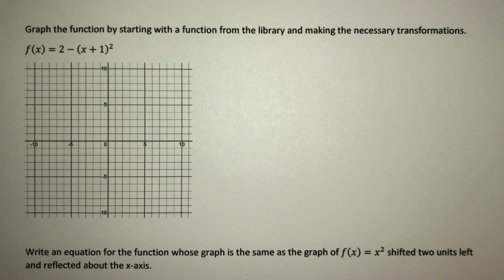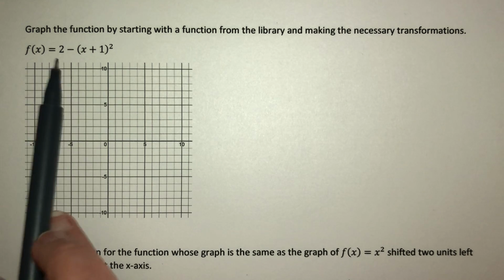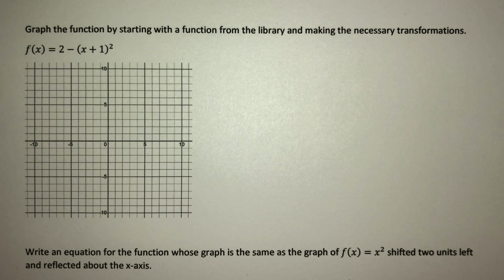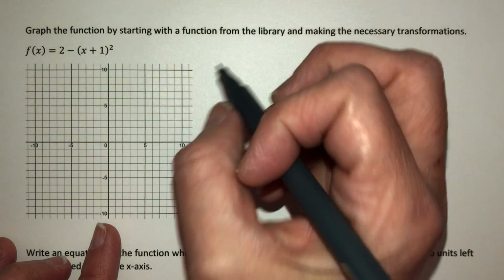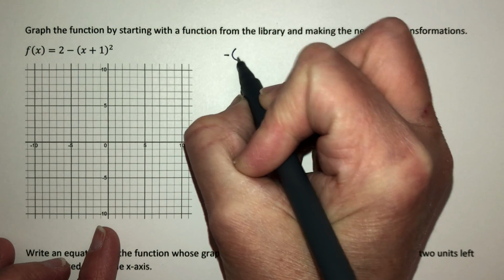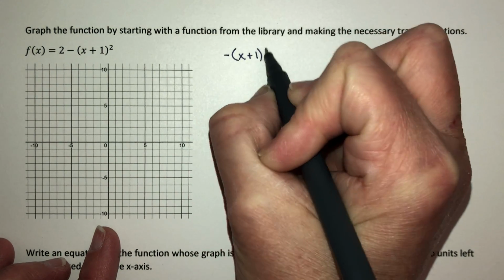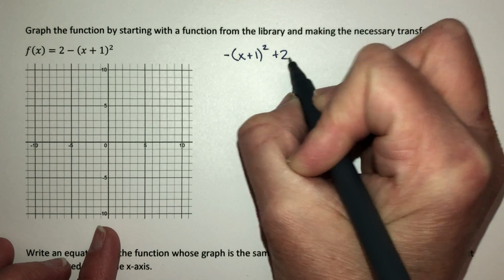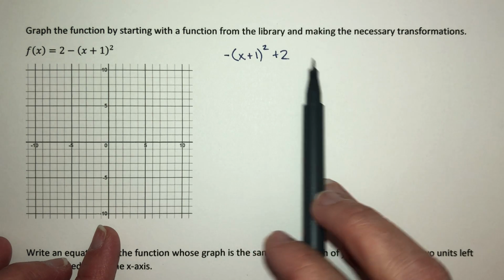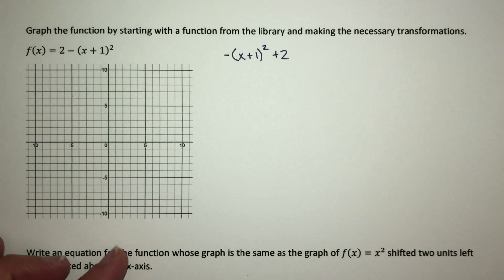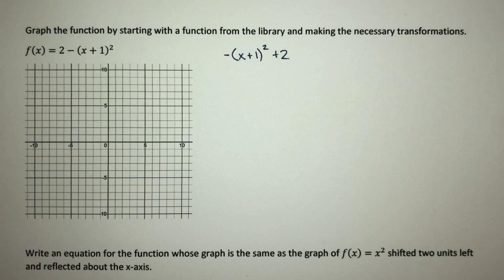This is part 3 of section 1.5. Let's graph this function by starting with something in our function library and making the necessary transformations. Now, this is not written in exactly the best form. This is the same as negative times the square root of x plus 1 squared plus 2. I've just rearranged this, and it fits our pattern a little bit better.